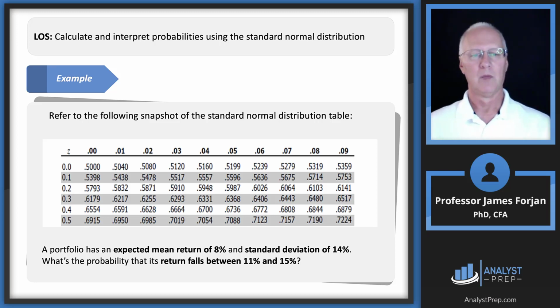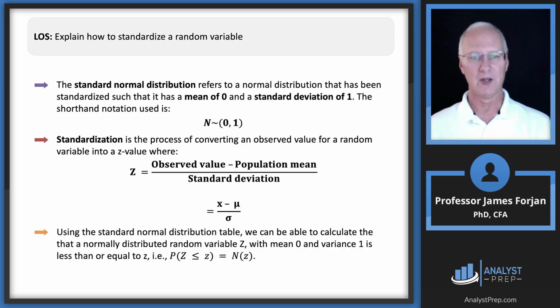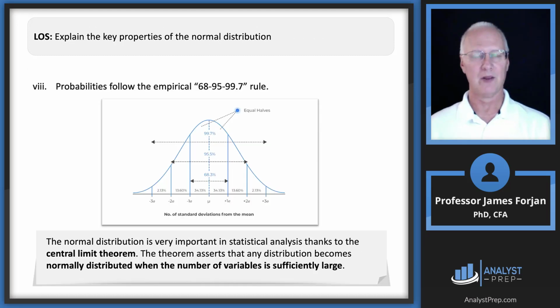So let's do a real live finance example here. Look at the bottom. Portfolio has an expected mean return of 8, standard deviation of 14%. Oh, here's a great question, going back to what we've talked about over the last 15 minutes. What's the probability that the return falls between 11 and 15%? So what we're going to do, and before I give you that answer, let's go back here to the bell-shaped curve. Think of 11% being somewhere on there. Think of 15% being somewhere.